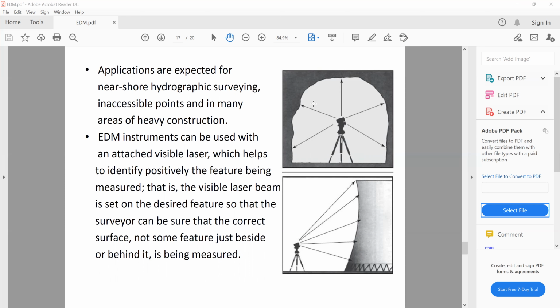And you can do this in isolation. So you don't need a partner. You can do this on your own. So there are a number of benefits of using EDM.